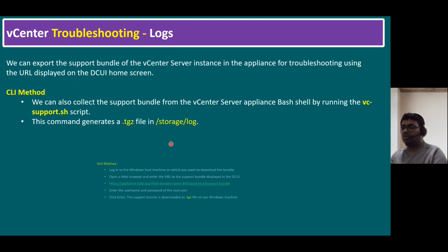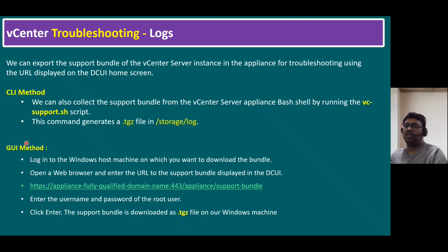The same logs you can also extract using the graphical user method. Log into any Windows system, and you can type this URL: vCenter server fully qualified domain name, 443, appliance, slash support-bundle. This is one method to extract the logs graphically.